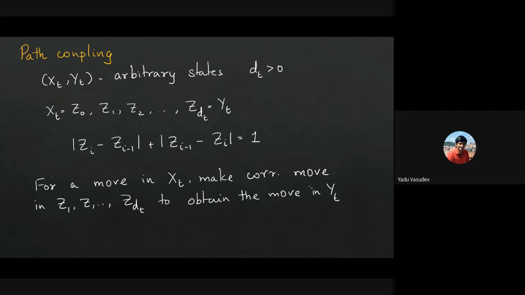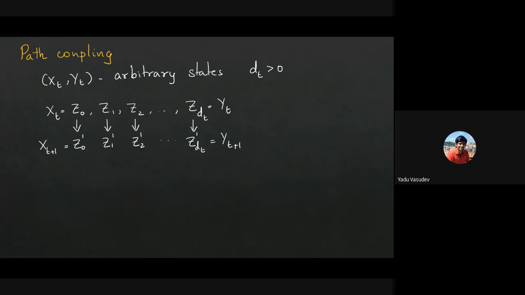So let's try to bound the change in the difference between the two sets. Let's look at one step of the transition. So xt goes to xt plus 1. Call that set z0 prime. So there is z1 prime, z2 prime, up to z dt prime, which is equal to yt plus 1. There is one step. We know something about how to analyze these two consecutive states, right? That's what we have done.